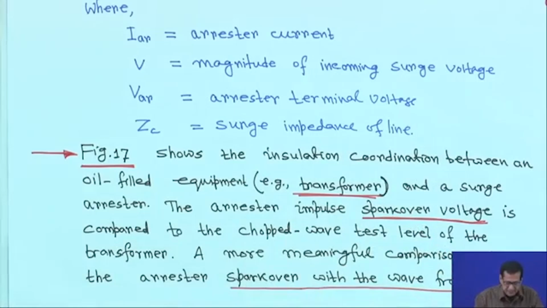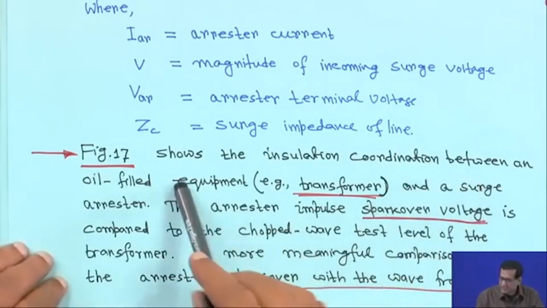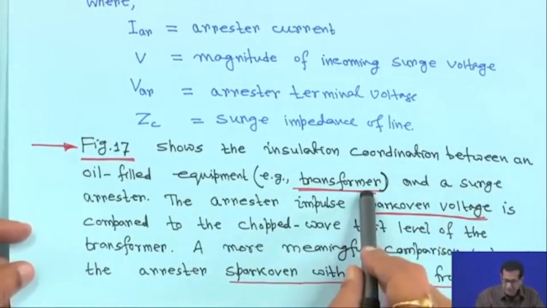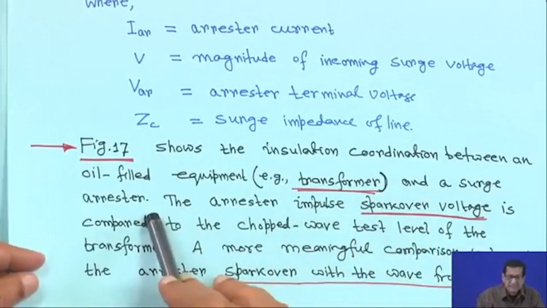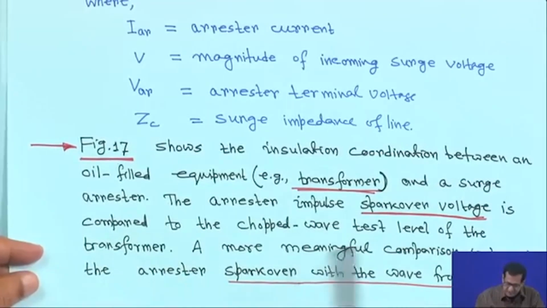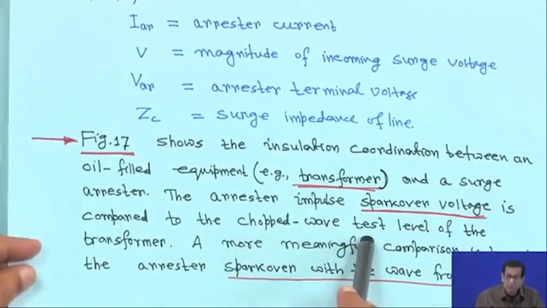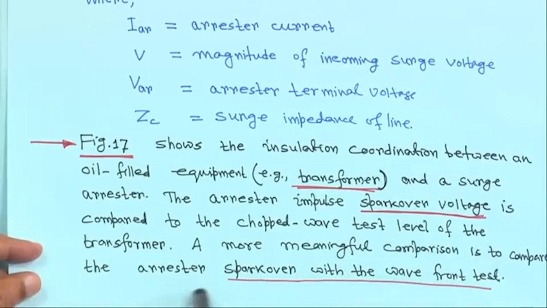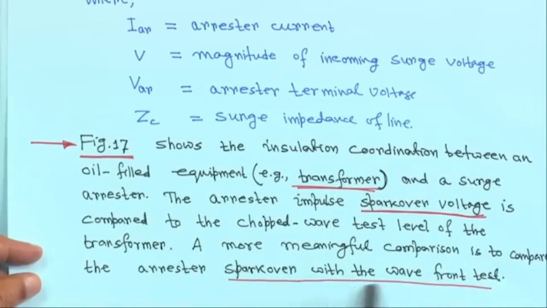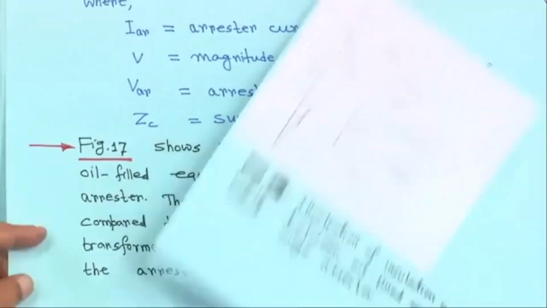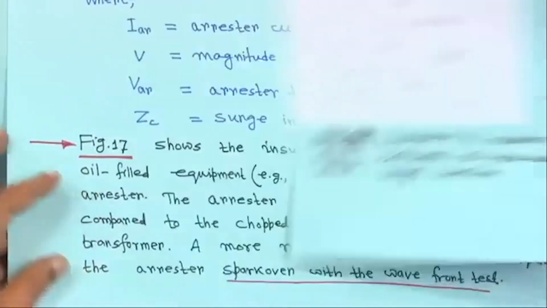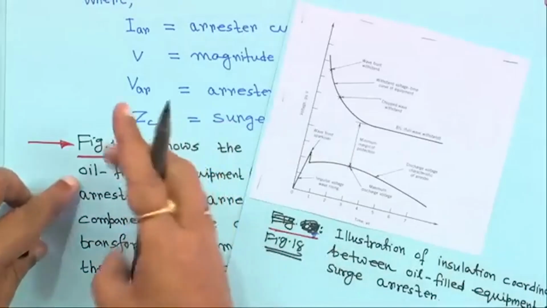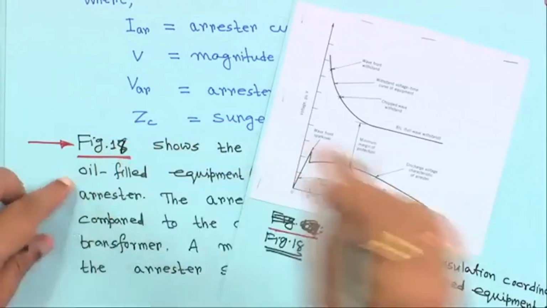Figure 17 shows the insulation coordination between oil filled equipment, for example a transformer, and a surge arrestor, right. The arrestor impulse spark over voltage is compared to the chopped wave test level of the transformer. A more meaningful comparison is to compare the arrestor spark over with the wavefront test. This is actually figure 18, right.